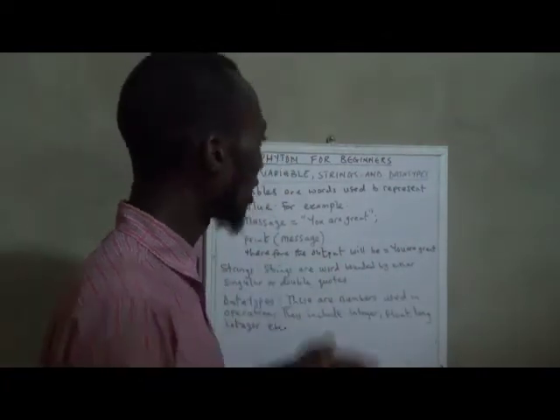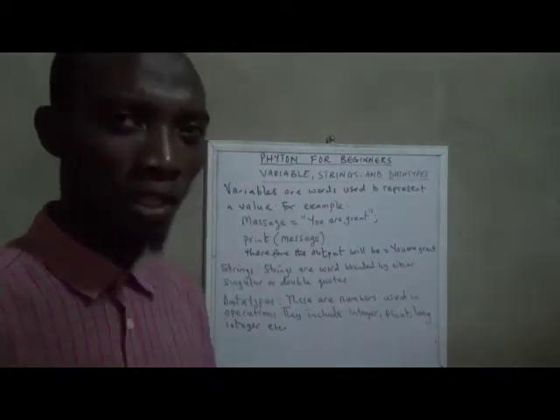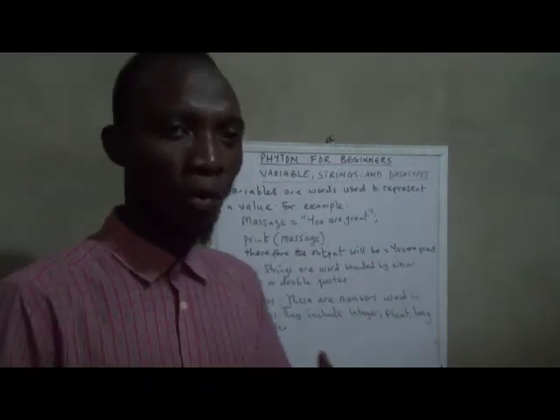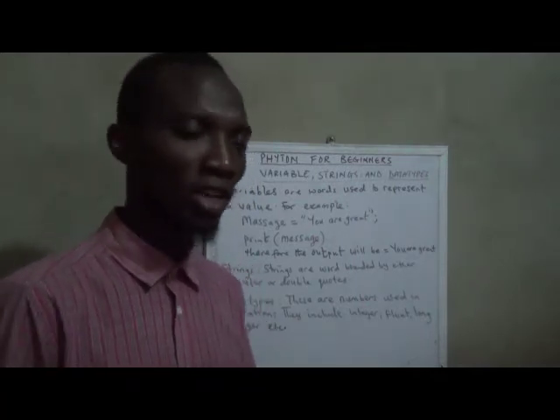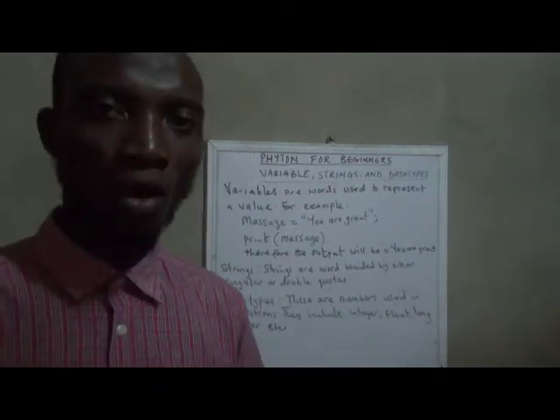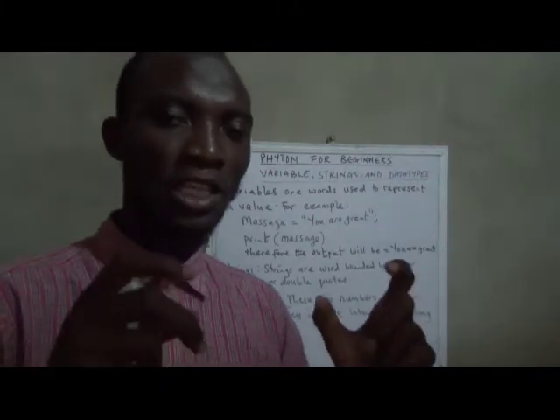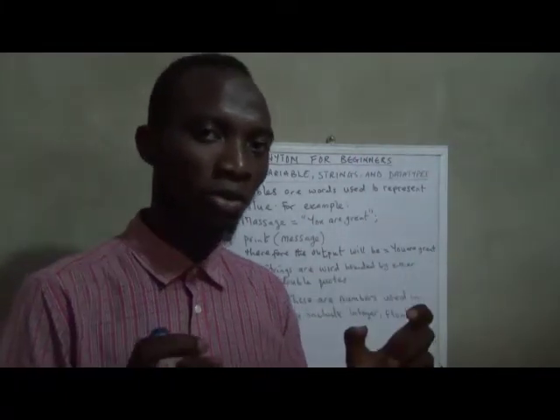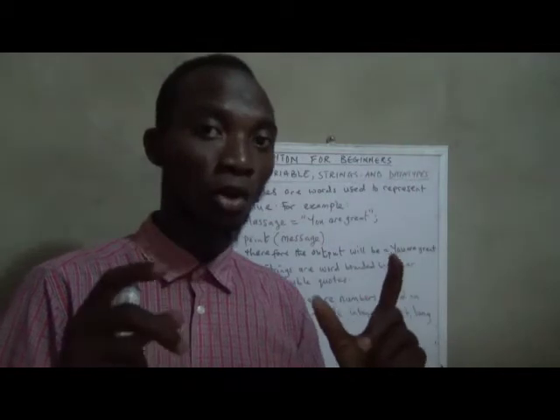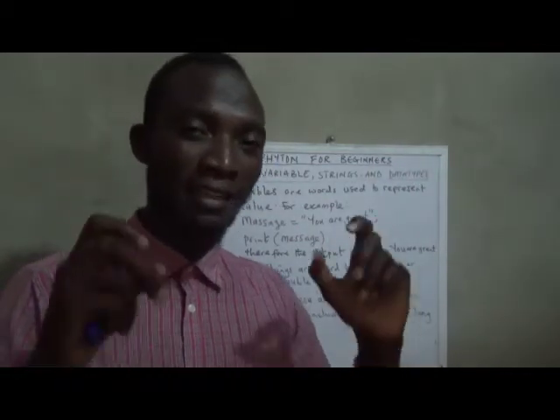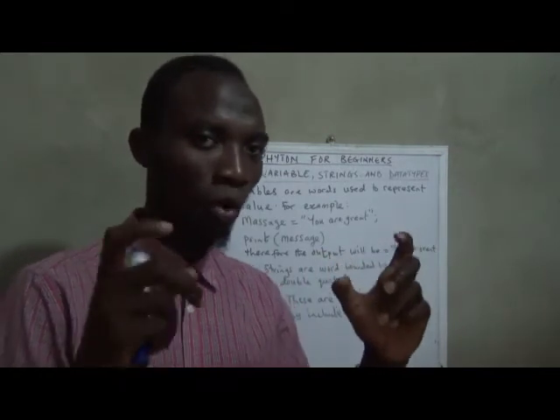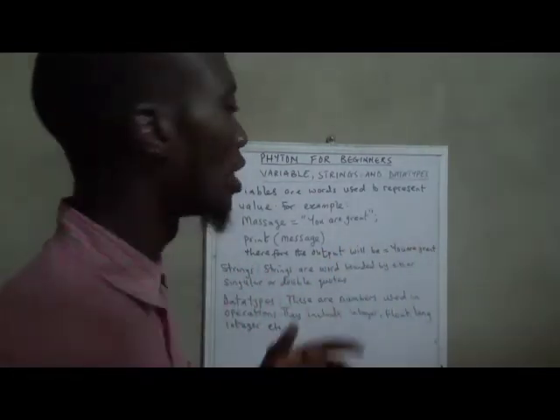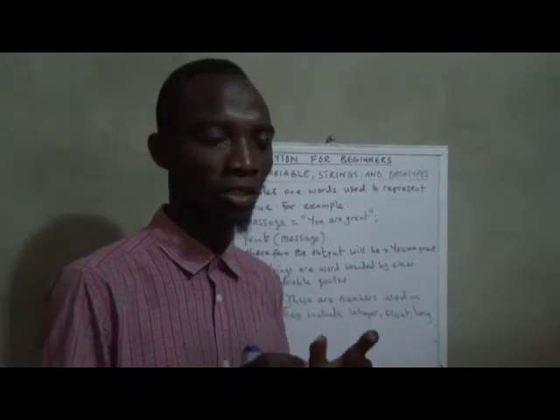Now, let's look at string. What is a string, or what do we call a string? A string are words bounded in either double quote or single quote, that is inverted quotes. When you have a word in quotes, those words in Python programming are called strings.